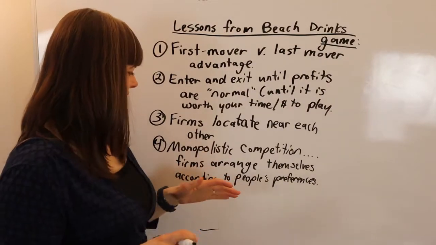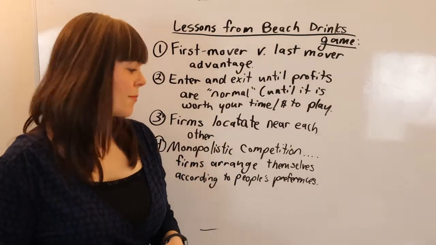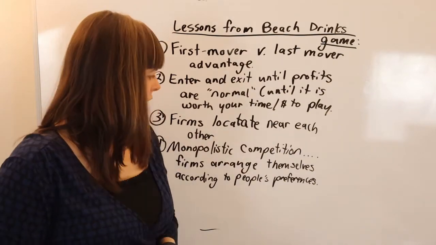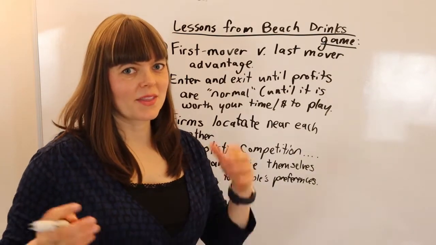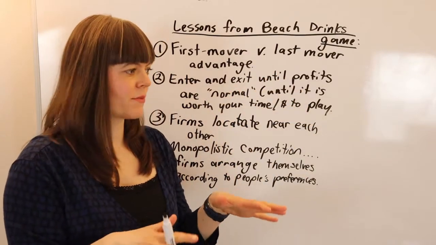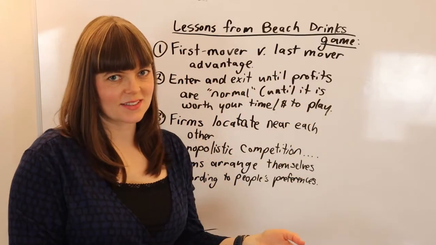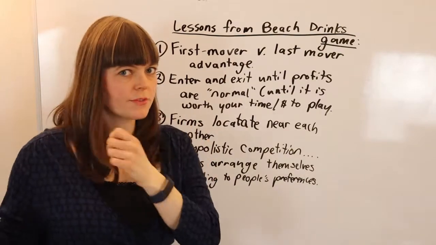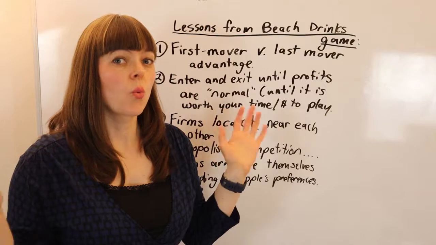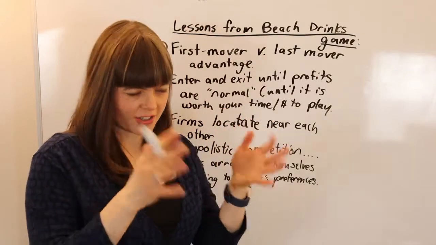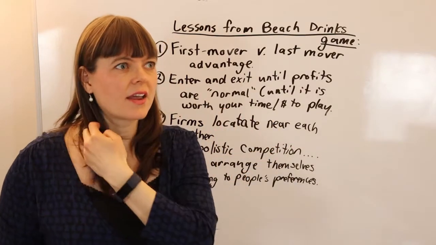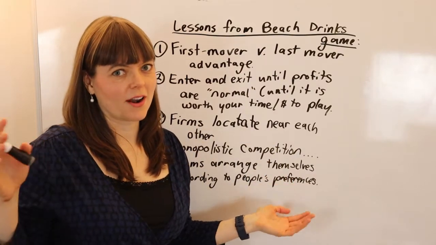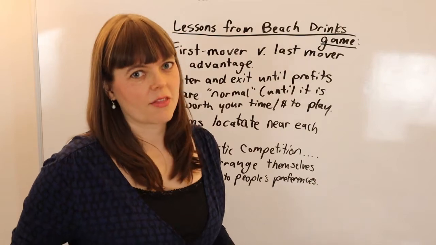Okay, the last thing you should have learned from this game has to do with monopolistic competition and the fact that firms arrange themselves according to people's preferences. So in the game, people preferred to be around certain areas where there were seals to see and where there were beach volleyball games going on. And the firms sort of naturally figured out where are the people located and naturally went to that spot. And in this case, location was very straightforward and obvious. It's just where are you located on the beach.